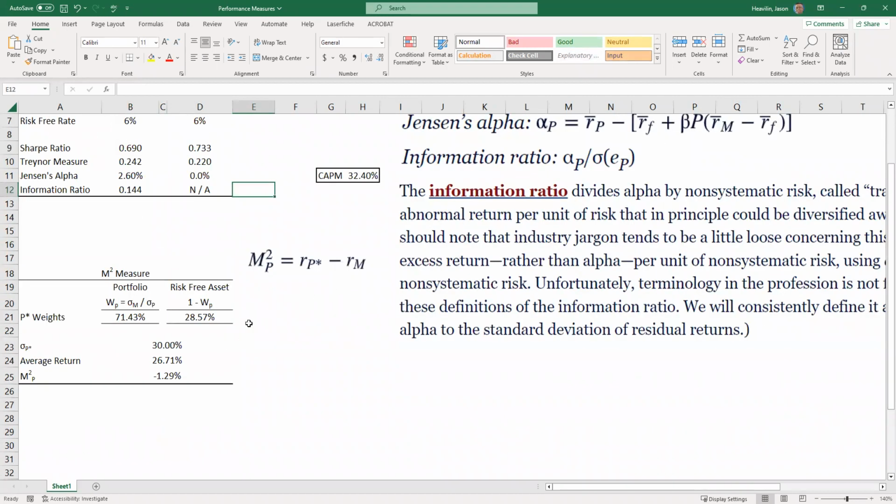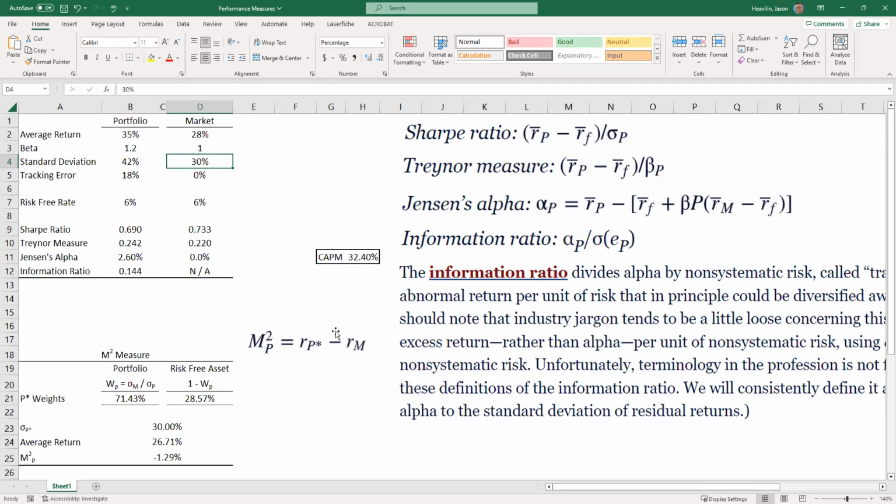This M2 measure is another performance measure to compare against the market. This is related to the capital allocation line that was discussed in previous chapters. We had this thing called the complete portfolio, where we combined a risky portfolio, or a portfolio with risky assets, with a risk-free asset at certain levels, certain percentages, so we can achieve a constant Sharpe ratio. Now, in this case, what we're doing is we're aiming to have the same standard deviation as the market.